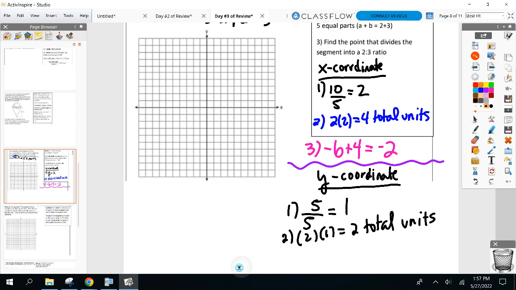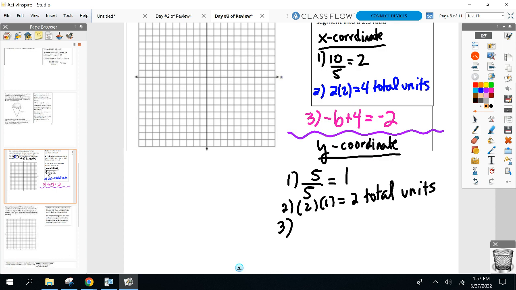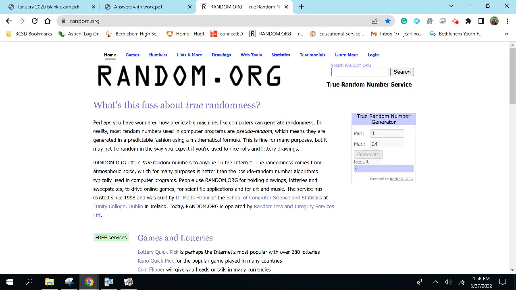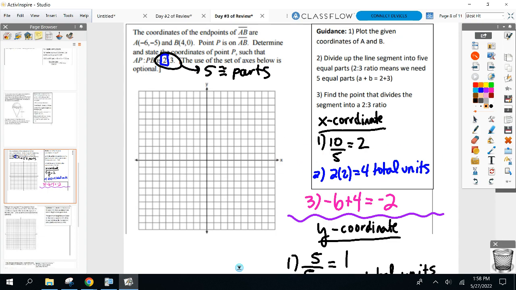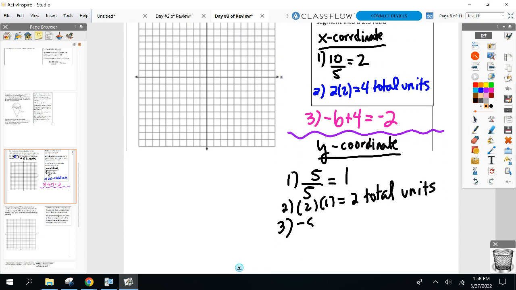All right, last question here. Where did I start on the y-axis? -5. Yep, -5, go up 2. I should be at -3.